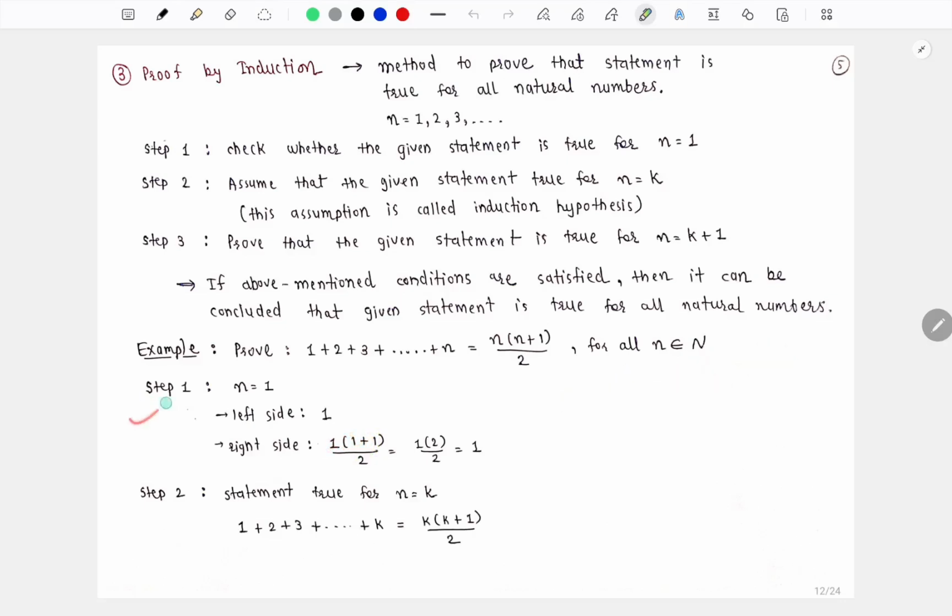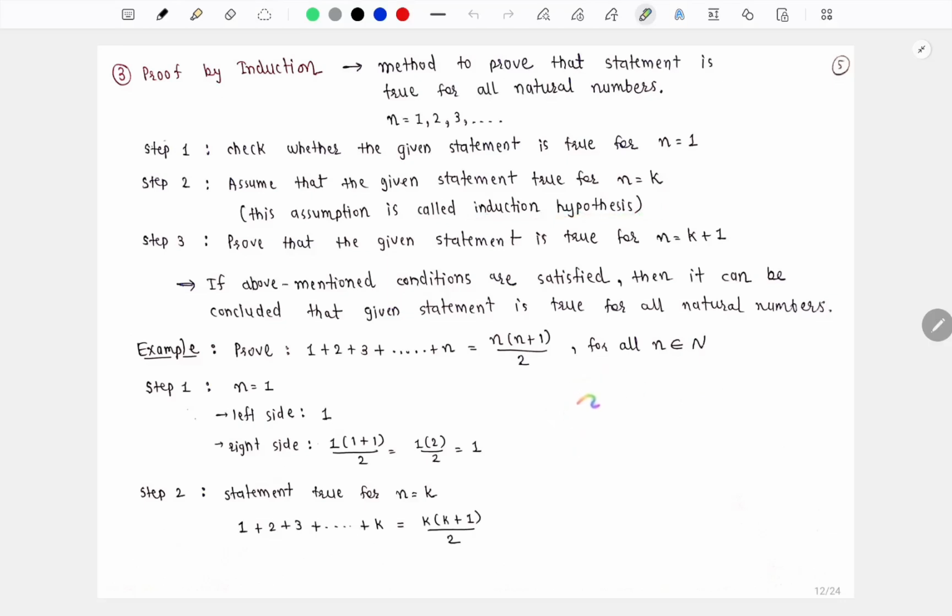So the first step is to prove that for n is equal to 1, both sides are true. Step 2 is called the induction hypothesis. We have to assume that for n is equal to k, it is true.